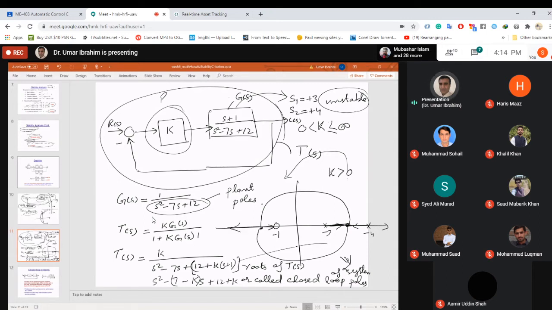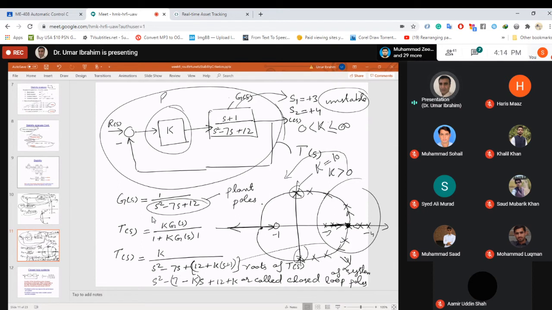Okay? Initially, when K is small, the closed loop poles will be somewhere here. As K value increases, the closed loop poles will move towards each other and they will collide with each other. As K value further increases, the closed loop poles will start moving in this direction. Further increases in this direction. Further increases. For example, at K equal to 10, two poles will move from the left-hand plane and will come onto the imaginary axis.